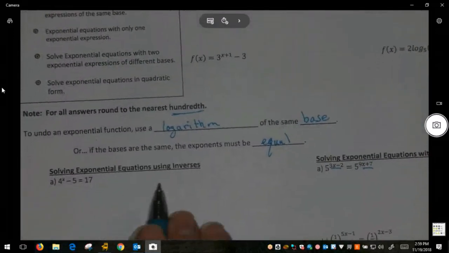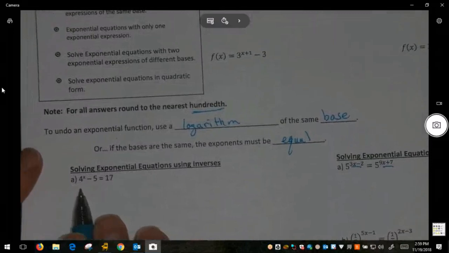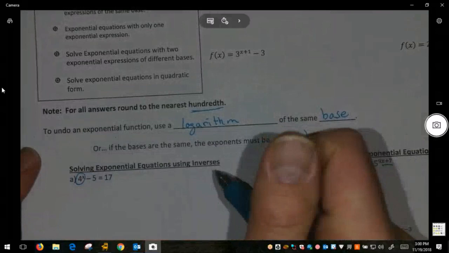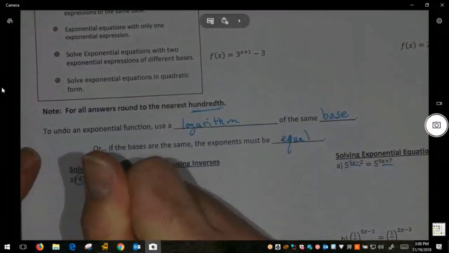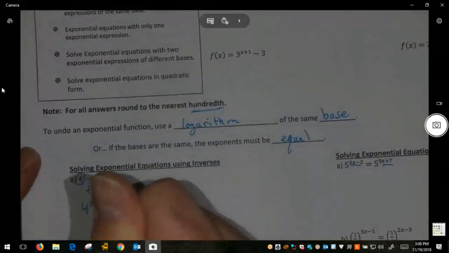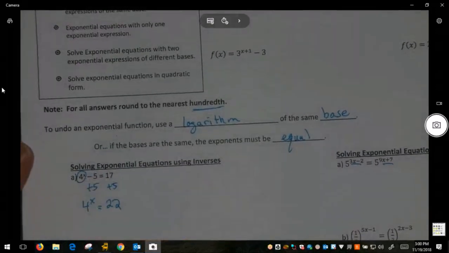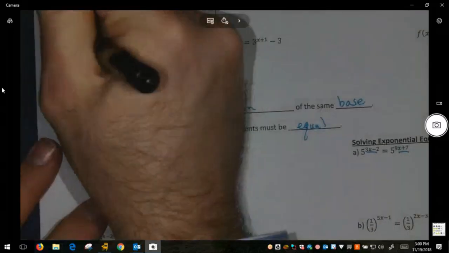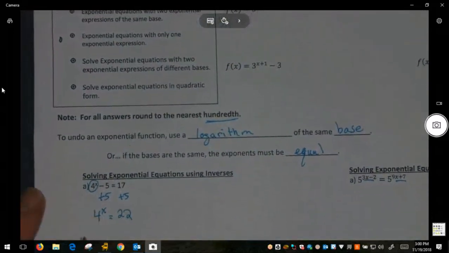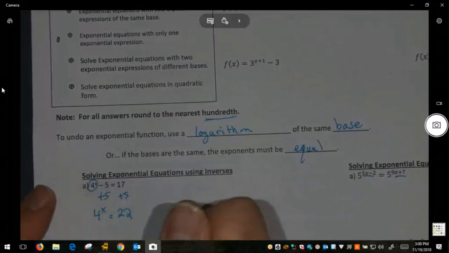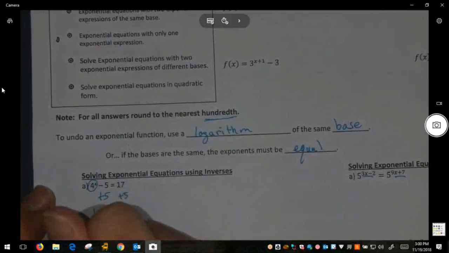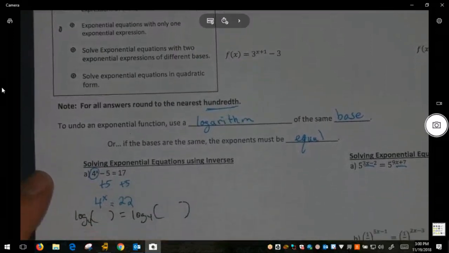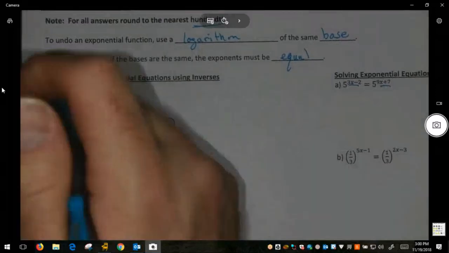All right, solving an exponential equation using inverses. This one, we only have one base and one exponent, so we have to get the exponential expression by itself. To do this, I'm going to add 5 to both sides first. 4 to the power of x equals 22. I only have one exponential expression on this side, so we're hitting this second learning target right there. To undo this, I'm going to use a logarithm of the same base on both sides. Log base 4 of the left side equals log base 4 of the right. Whatever I do to the left, I have to do to the right.